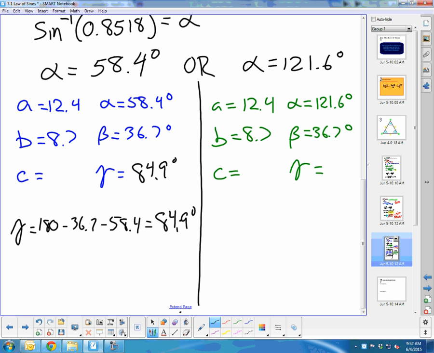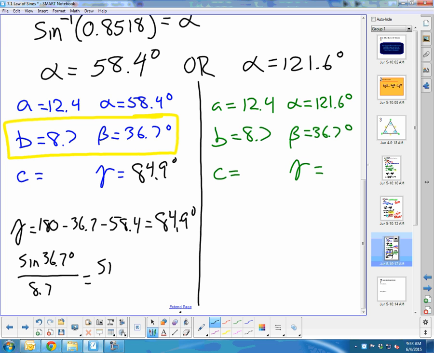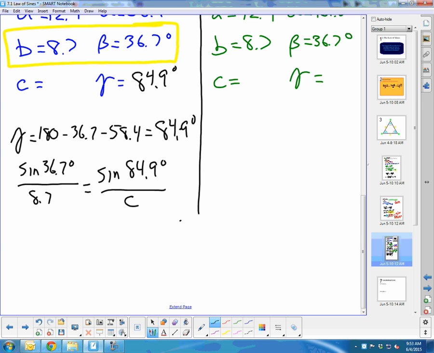I'm going to use the values of B. Those were my given values, no decimal approximation, so I can be pretty confident in those. So I'm going to say sine of 36.7 degrees over 8.7 equals sine of 84.9 degrees over side C. And so that C would be equal to 8.7 sine of 84.9 degrees over sine of 36.7 degrees.